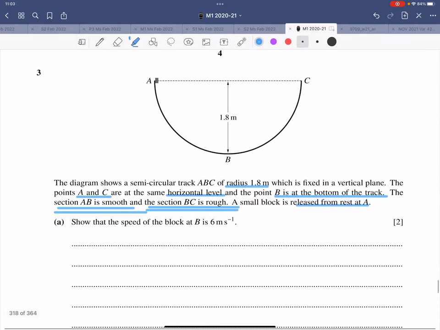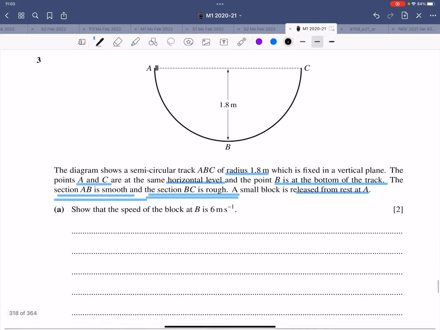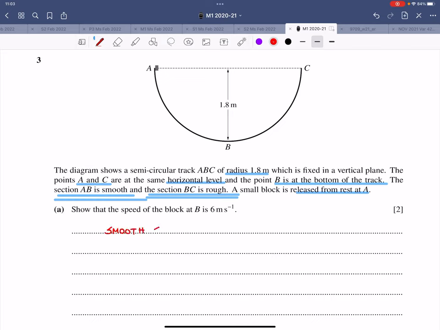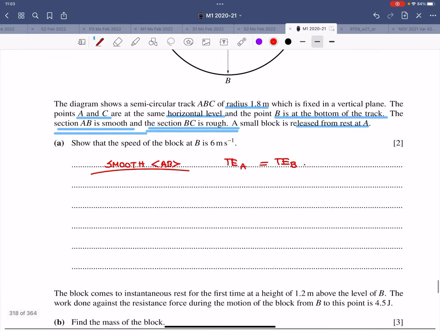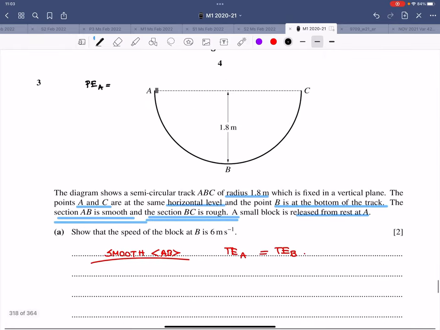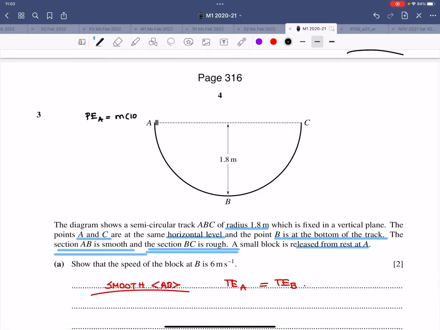at B is 6. Now, since this portion is smooth, which portion? The AB portion. So the AB track is smooth. Therefore, this is the principle of conservation of energy. Total energy at A should equal total energy at B. That's the logic for this one. When we talk about A, the potential energy at A is mgh. Is m given? No, m is not given. That is asked later. That is m into 10 into 1.8. That's the height. And kinetic energy at A is equal to 0.